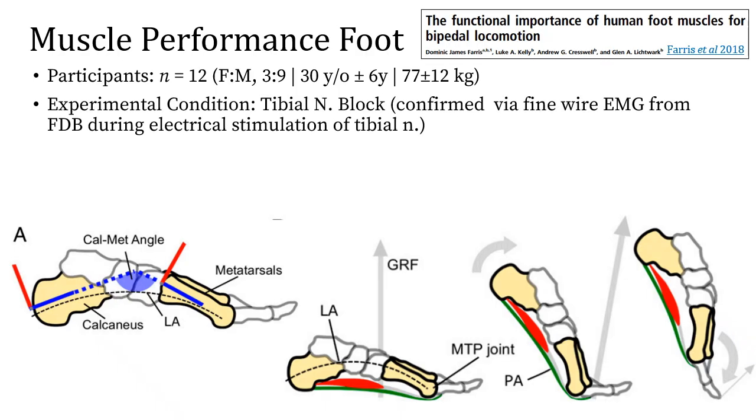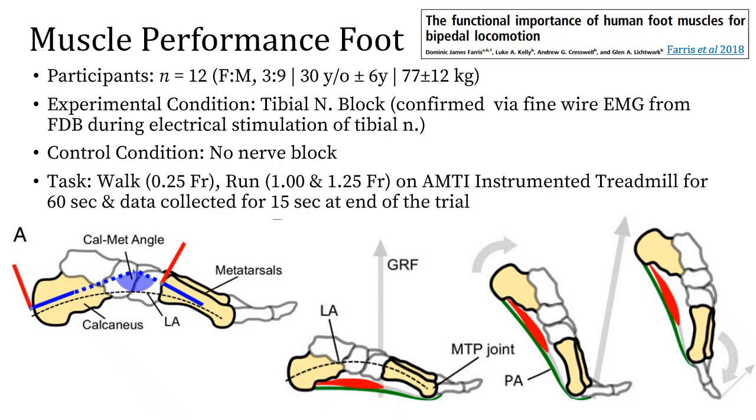The experimental condition was a tibial nerve block confirmed via a fine wire EMG from the flexor digitorum brevis during the electrical stimulation of the tibial nerve. And the control group did not have a nerve block. And so they did a walking and running.